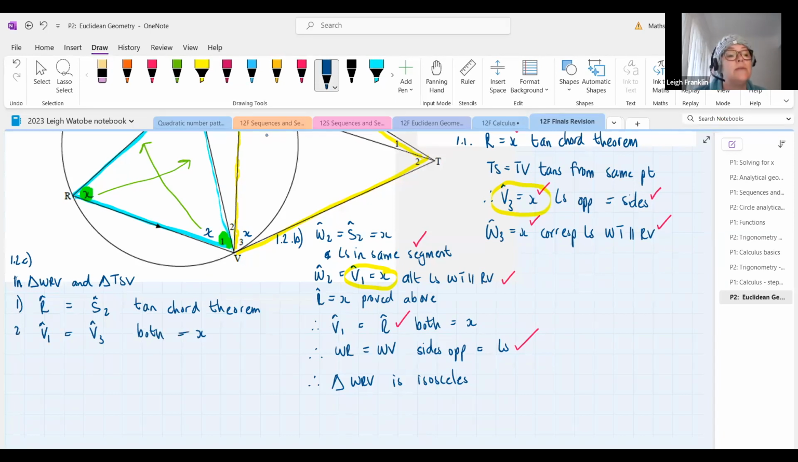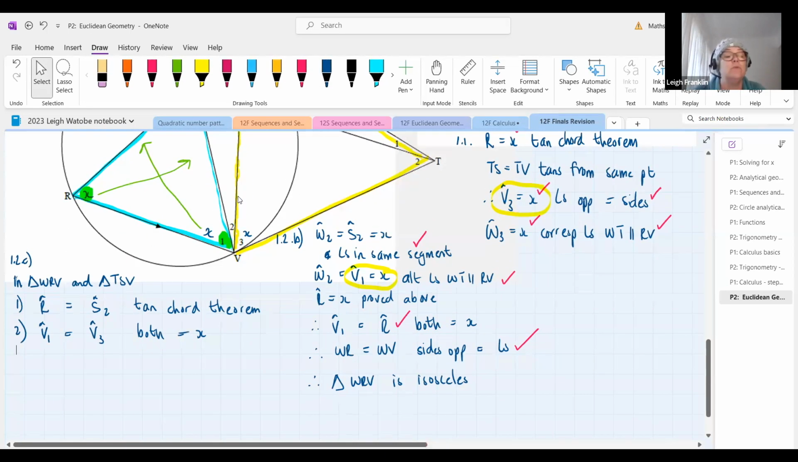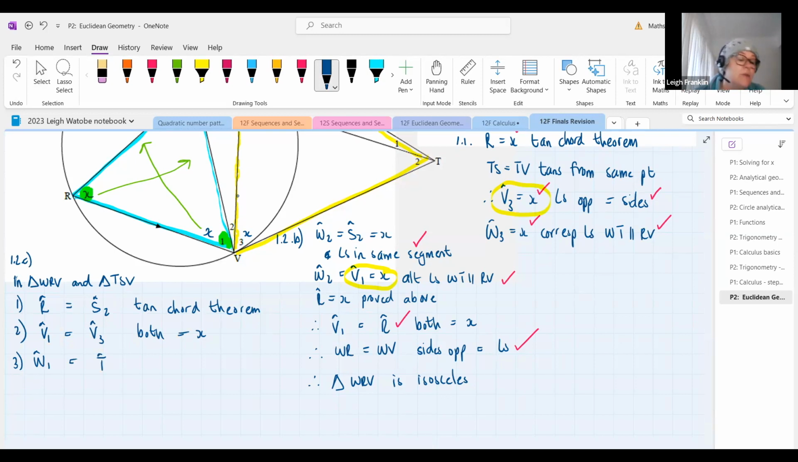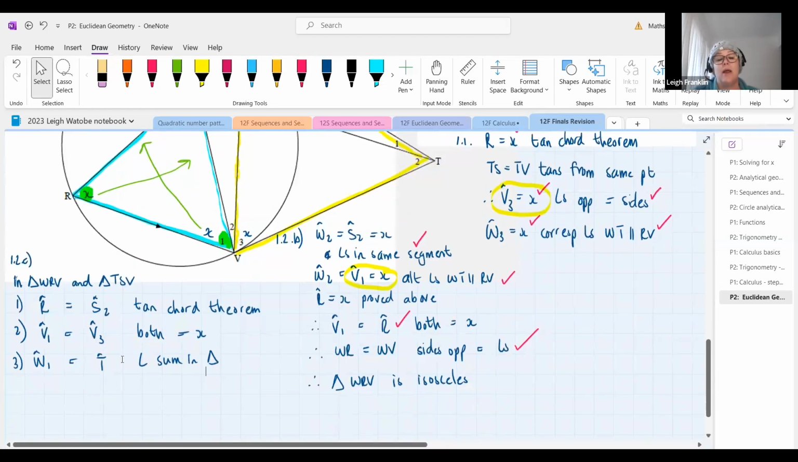Both equal X. And remember, we just need 2 angles to prove it. We could always do the third one using angle sum in triangle. So angle W1 is equal to angle T because of remaining angles in triangle, or angle sum in triangle, but we're never allowed to use that as our first reason. It's got to be other things that come first in the first 2. Never ever angle sum in triangle in the first 2. There we go. So we've done it.